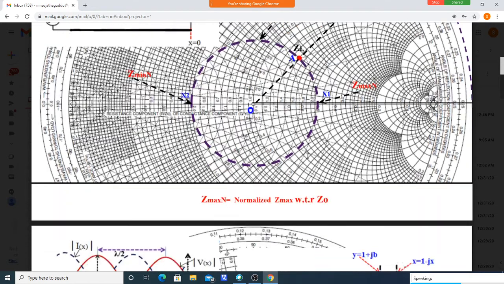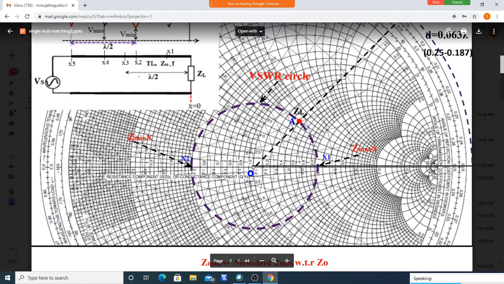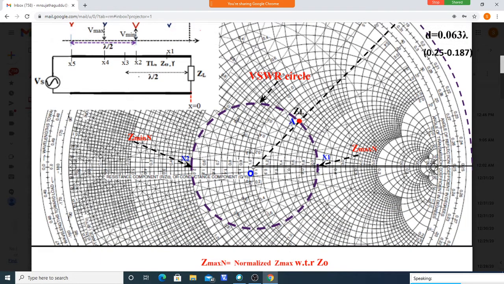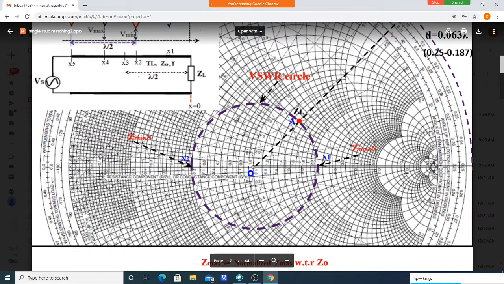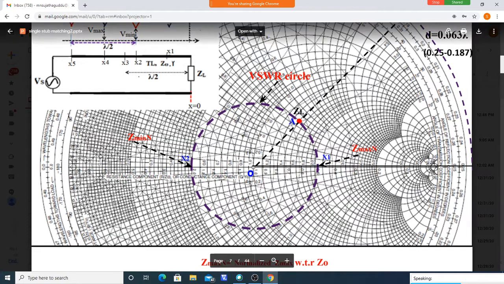Okay, so this is about how to measure Z maximum, Z minimum, D minimum, and D maximum, and VSWR.